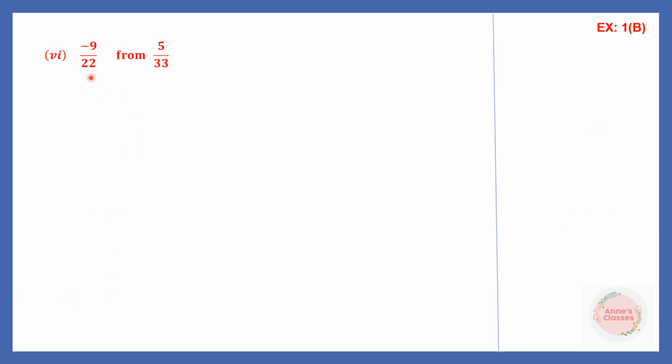Question 6. Subtract this rational number from this. So let's write this one first. That is 5 by 33 minus 9 by 22. Now we have to find the LCM of 33 and 22. Just by looking at this, you can make out that it's divisible by 11, isn't it? 11 3s are 33, 11 2s are 22.